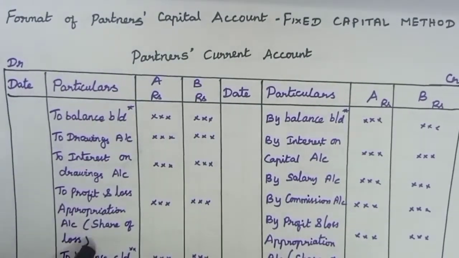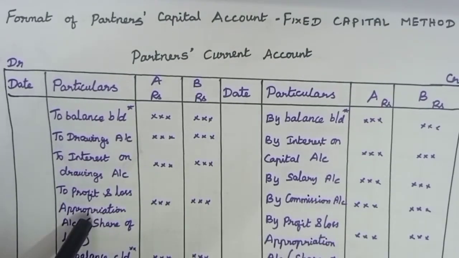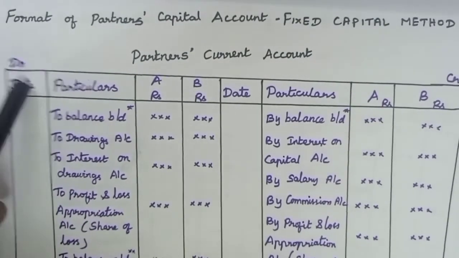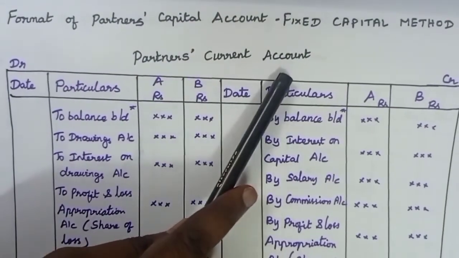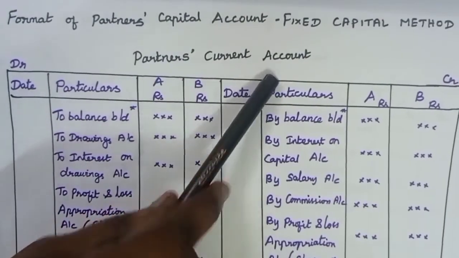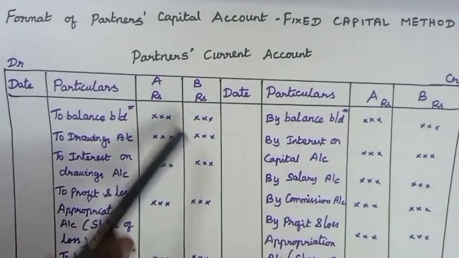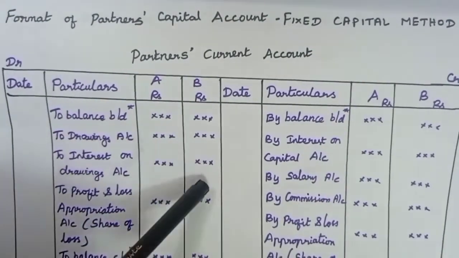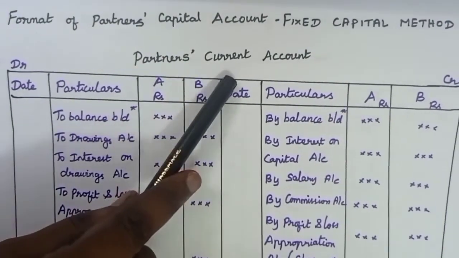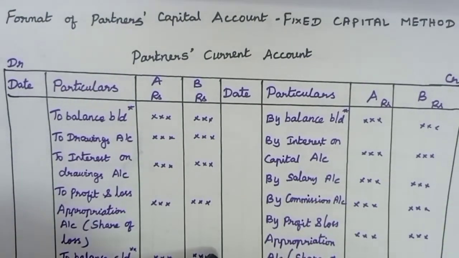If there is any loss in the profit and loss appropriation account, it will be shown on the debit side of the partner's current account. The balance of the partner's current account may be either on the debit side or credit side. All the transactions are recorded in the partner's current account. The balance in this account will fluctuate.